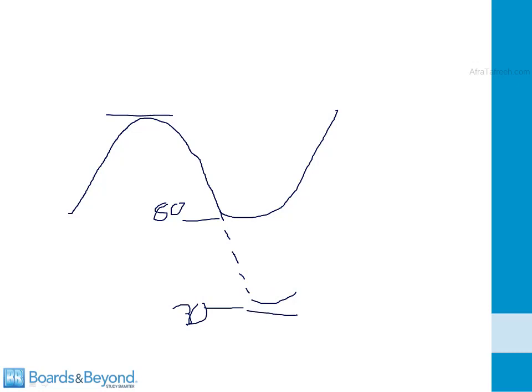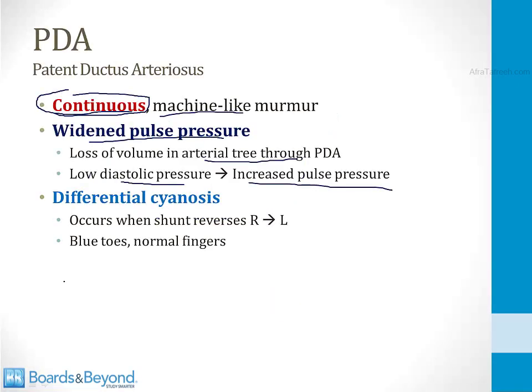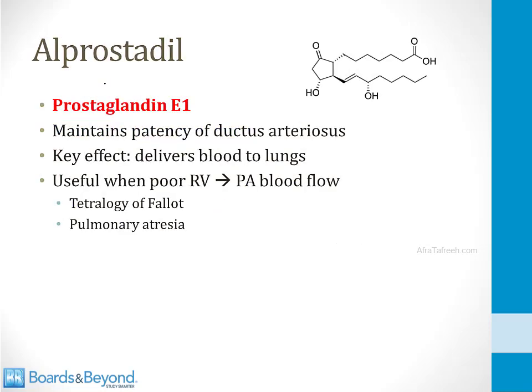This is caused by any defect that allows blood to leak out of the arterial tree. And then finally, if left untreated, a PDA can eventually cause differential cyanosis. This is where a patient presents with cyanosis in the lower extremities and findings like blue toes, but no cyanosis in the upper extremities. For example, there may be normal fingers. This only happens when the shunt reverses and becomes right to left, and for this to occur, the PDA has to go untreated for many years.